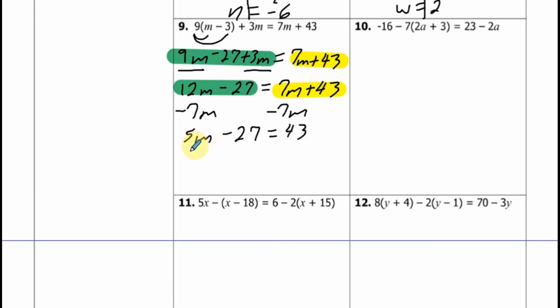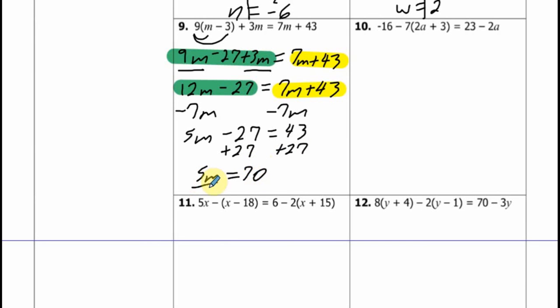All right, so we're on step 4. Get m by itself in the reverse order of operations. So I have multiplication right here, 5 times, and I have subtraction. So I deal with subtraction by doing the opposite, adding 27. All right, so the minus 27 plus 27 cancels. Get 5m equals 43 plus 27. That's going to be 70.